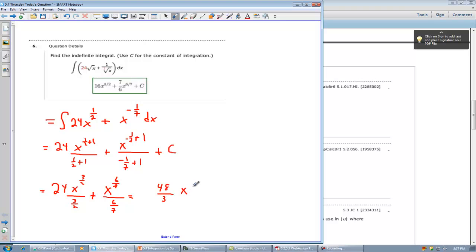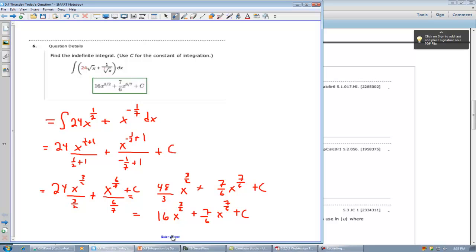Right, x to the 3/2. Plus, multiply by the reciprocal, so I get 7/6, x to the 7/6. And I forgot to write my plus c here, right? So I should have plus c. All right. I guess I should simplify 48/3. 48/3 is 16. So I have 16 x to the 3/2 plus 7/6, x to the 7/6 plus c.